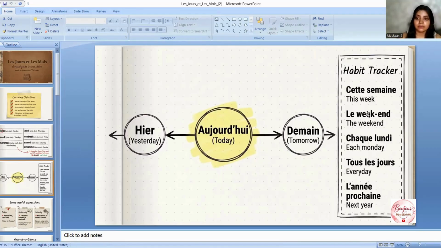Let's repeat it once again. Cette semaine. Le weekend. Chaque lundi. Then tous les jours. L'année prochaine. Now let's repeat all these words once again so that you can have better knowledge on how to pronounce them. First is aujourd'hui, hier, demain. Now habit tracker: cette semaine, le weekend, chaque lundi, tous les jours, l'année prochaine.